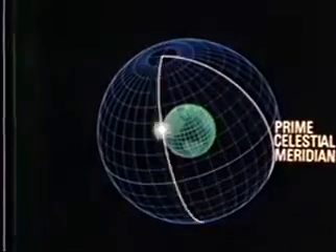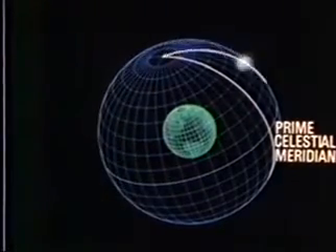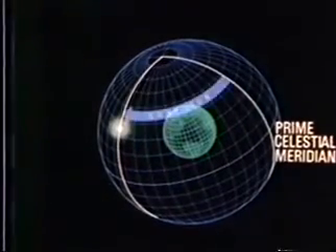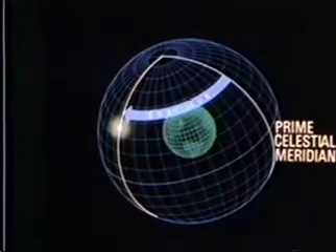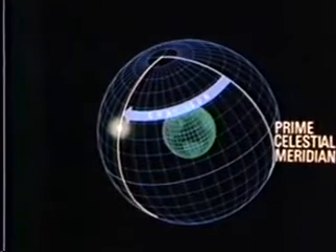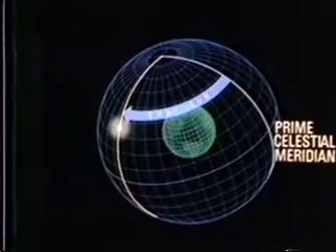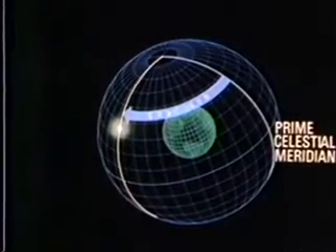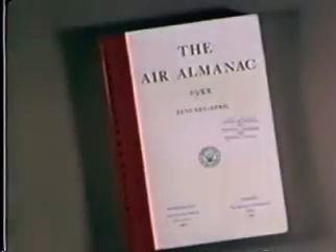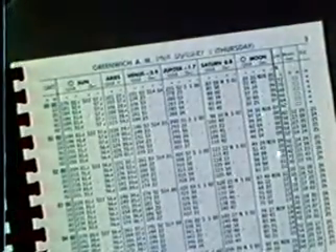Using the sun as an example, we may measure its Greenwich hour angle at any given moment from the prime celestial meridian westerly to the hour circle of the sun. This angle is referred to as GHA sun. The Air Almanac lists the GHA of the sun, moon, and planets for any date and time this data is desired.